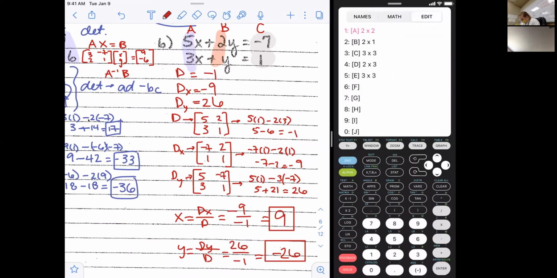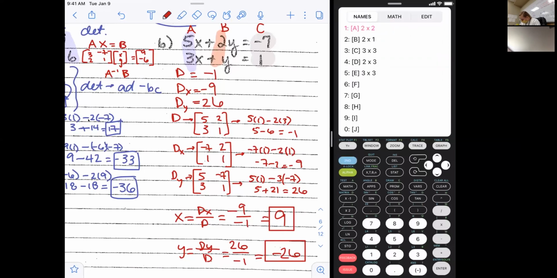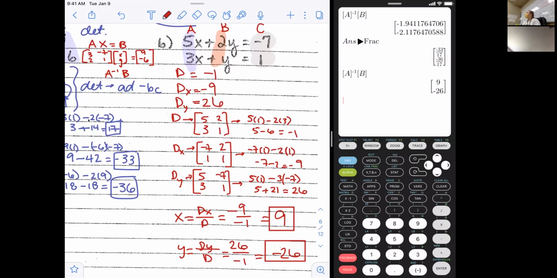So I'm going to again change matrix A to be 5, 3, 5, 2, 3, 1. And I'm going to change B to be negative 7, 1. And I'm going to do A to the negative first times B. Oh, perfect. Gave me my answers. x is 9, and since it's on top, y is negative 26. Okay, any questions? You doing okay with Cramer's rule? All right.